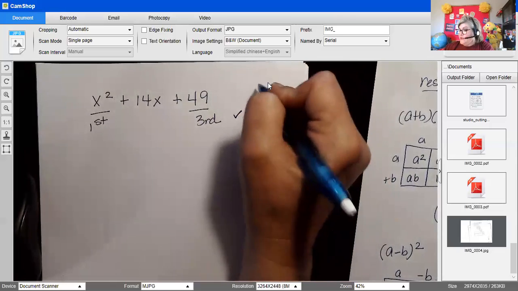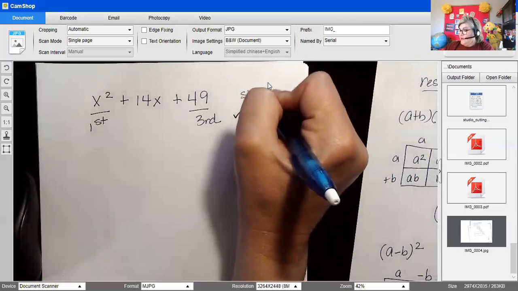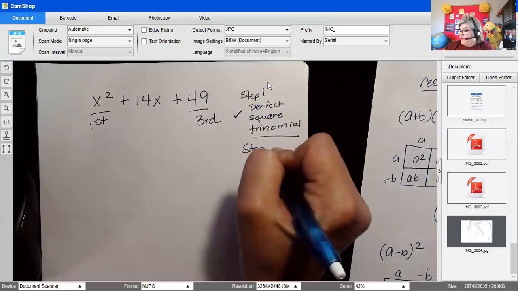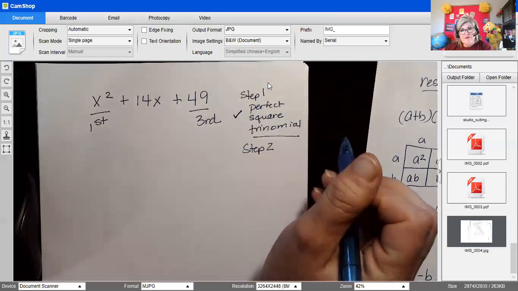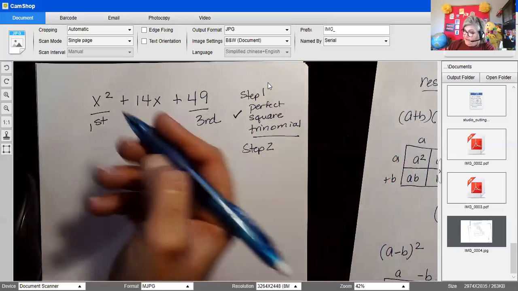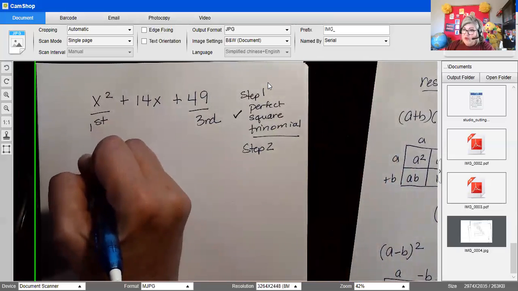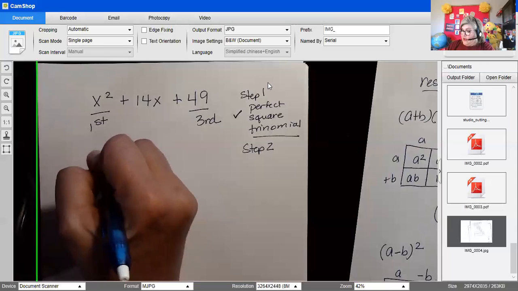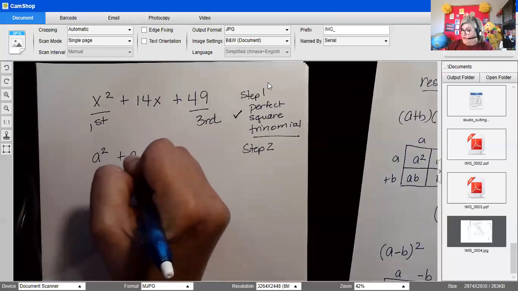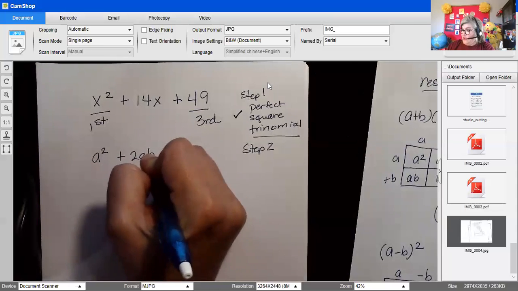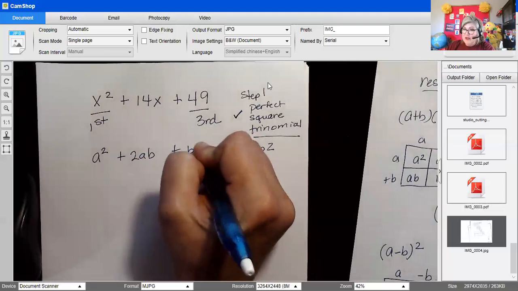To conduct step two, we have to identify what our a and our b is. So here, if this is a perfect square trinomial, this is going to be a squared plus 2ab plus b squared.